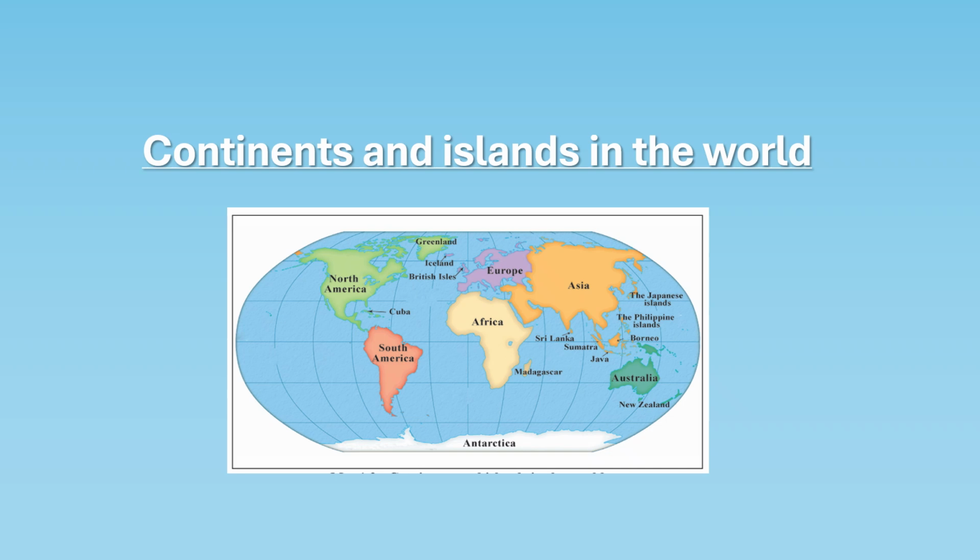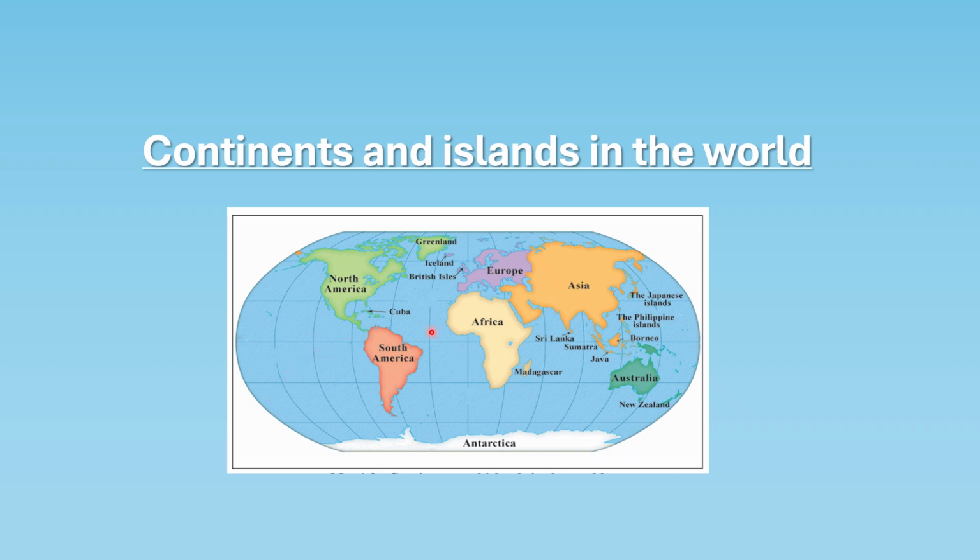Now let's see the continents and islands we have in the world map. And make sure to remember each location of these continents and islands specifically, because I'm quite sure it might come for your term test. It might come for you guys to label them individually. So let's start with the continents. First we have North America, next we have South America, next we have Africa, and we have Europe, Asia, Australia, and Antarctica. Now let's start with the islands.